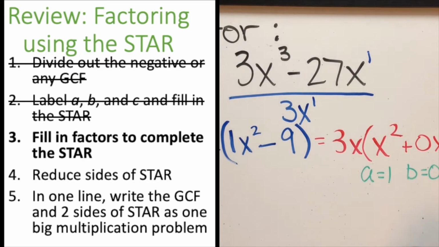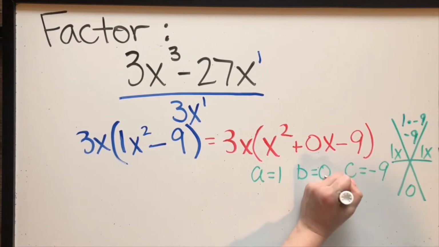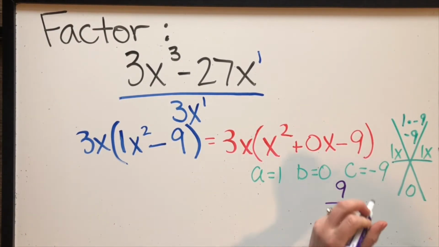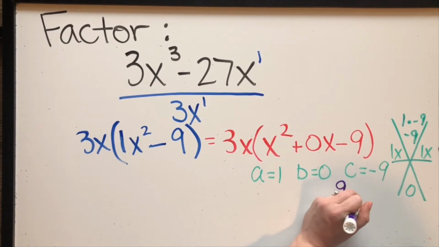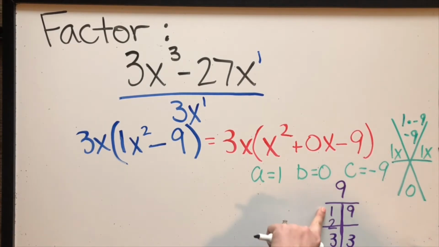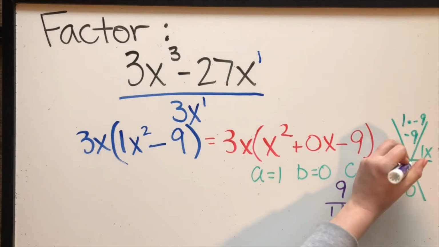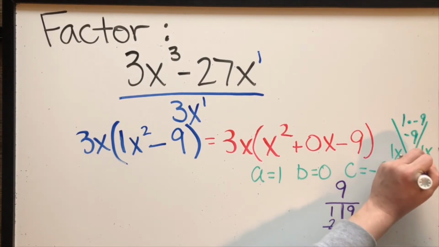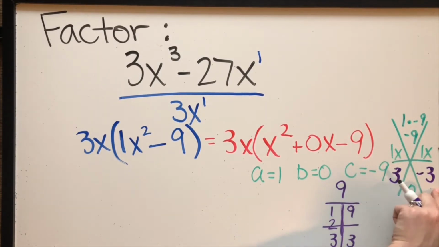So we're going to make our t-chart for the number 9, so we can find all of its pairs to figure out what two numbers will multiply to negative 9 and add to 0. So I have 1 and 9. If I divide 9 by 2, it gives me a decimal. If I divide 9 by 3, it gives me 3. So there's no way to add or subtract 1 or 9 to make 0, but if I have 3 minus 3, that gives me 0. So I know that I need a positive 3 and a negative 3.